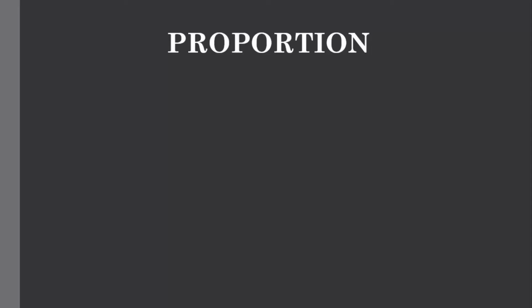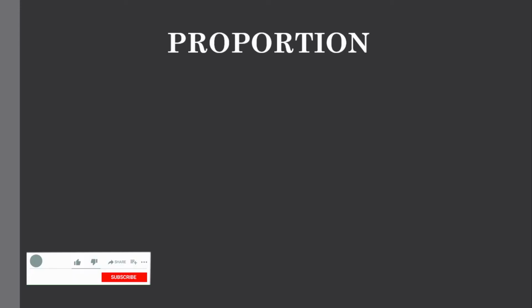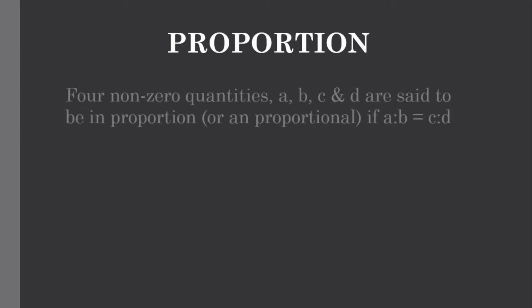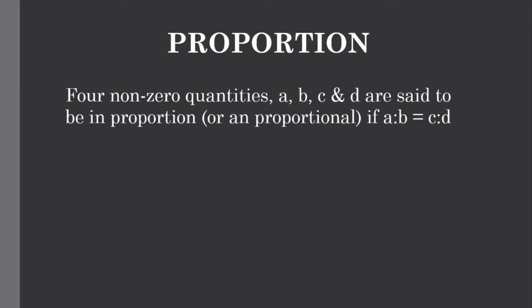Proportion is nothing but when we equate two ratios or fractions, we say they are in proportion. It's basically comparing the ratios. So we take four non-zero quantities, let them be A, B, C and D. We say they are in proportion when A is to B is equal to C is to D. So A is to B is one ratio and C is to D is one more ratio.